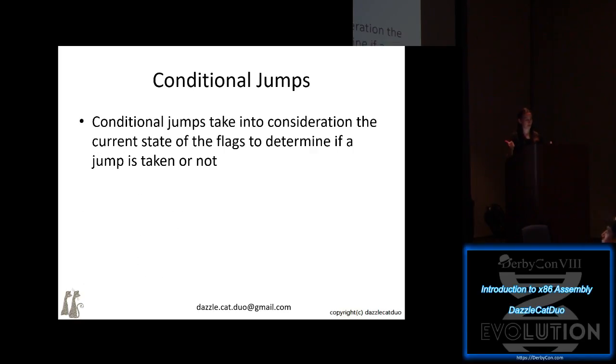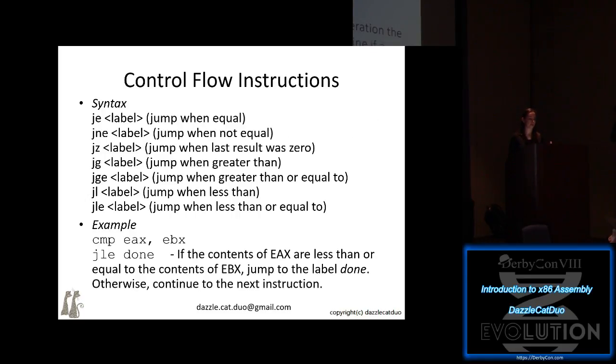So how do I do a conditional jump? Conditional jumps take into consideration the state of the CPU. The CPU is tracking the fact that the last compare resulted in a positive number, so it meant greater than. So I get all these different possible control flow instructions. Jump equal: if the last compare's numbers were equal, then jump equal would get taken.